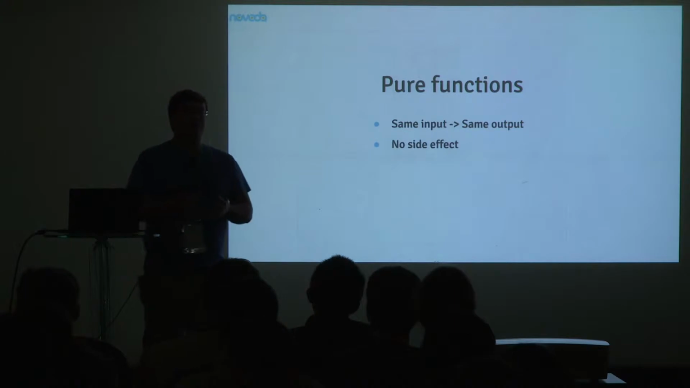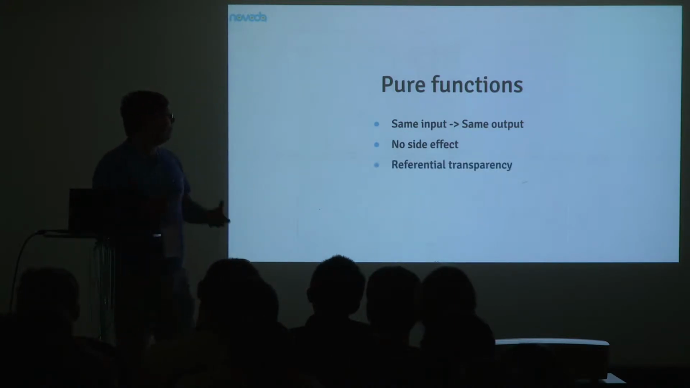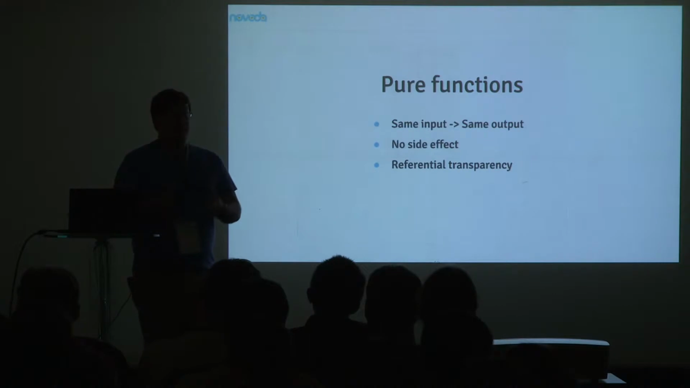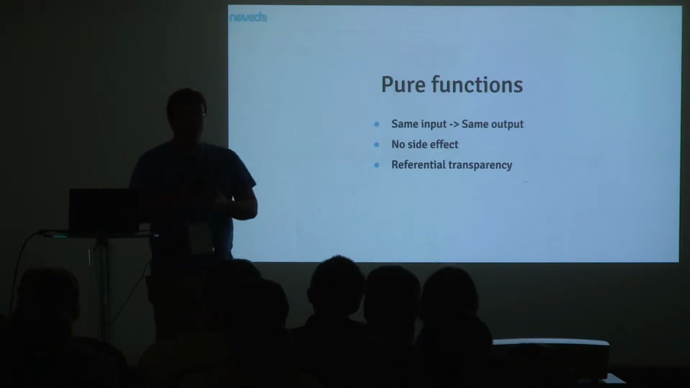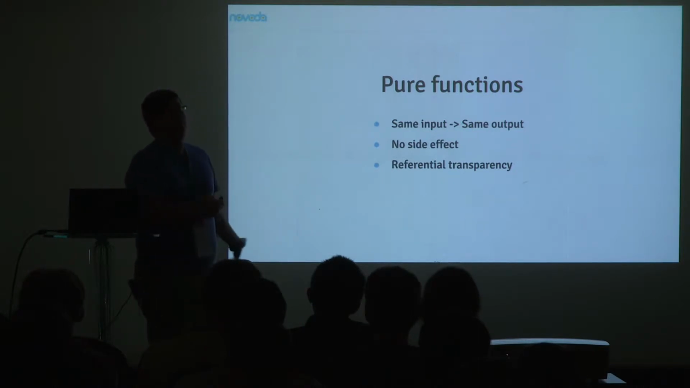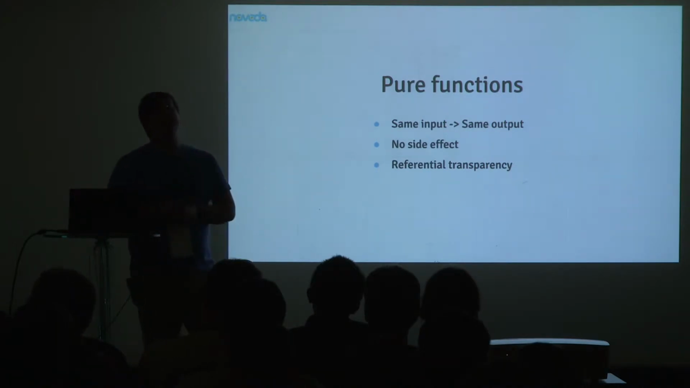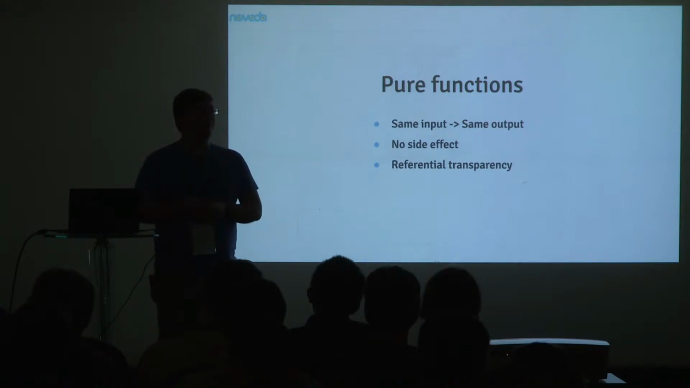So the reason we're trying to do this is to be predictable. What we're trying to achieve is called referential transparency. And it's kind of a big word, but it means one thing. It means if I can replace a function call by its result, and it's not changing your program, then I've achieved referential transparency.